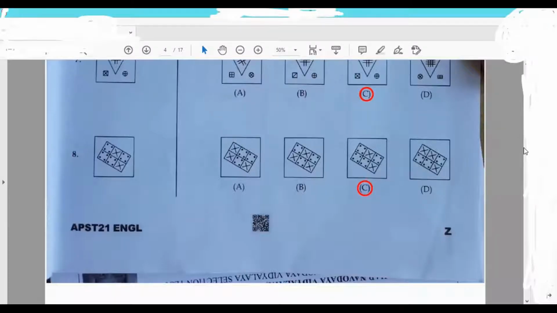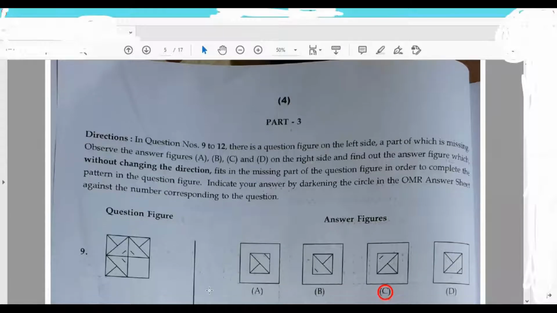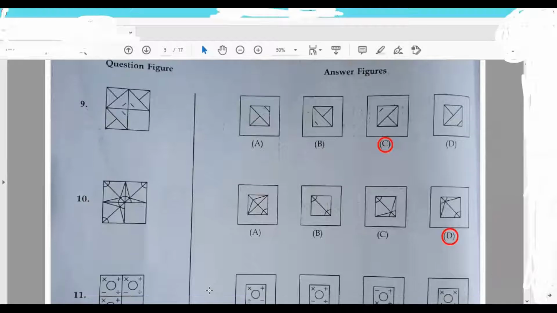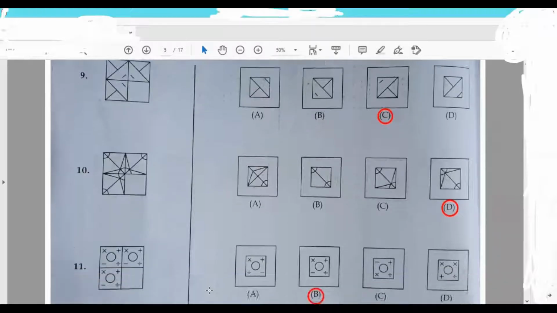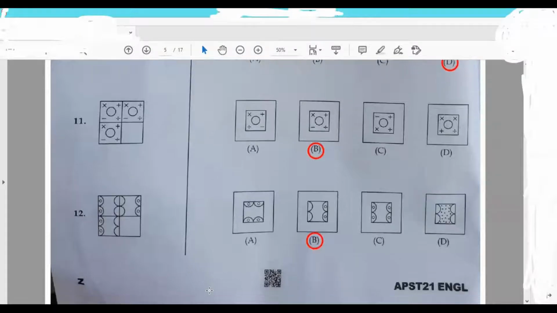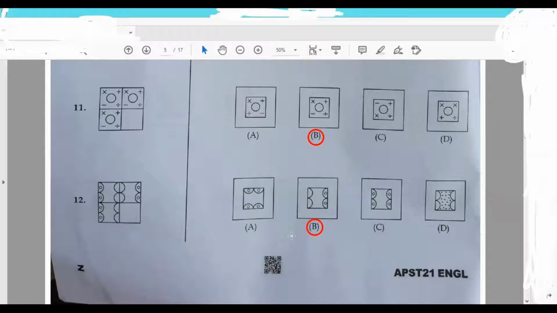The next part is part 3, in which you have to find the answer which fits the missing part. If we substitute the missing part here, it will fit exactly. For 9th, it is C. For 10th, it is D. It will fit exactly into the question figure. For 11th, it is B, and for 12th, it is B again. If we draw this completely, this will be the complete answer.